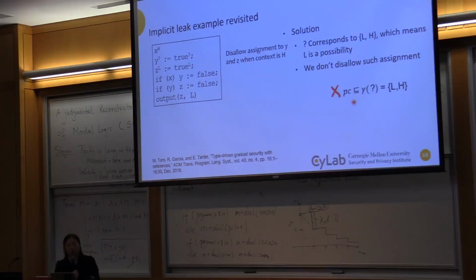So here, at this assignment, I'm checking whether the PC is lower than the interpretation of the label. The interpretation of the question mark is the range of low and high. If my PC is high, because I have one element, this relation doesn't hold.